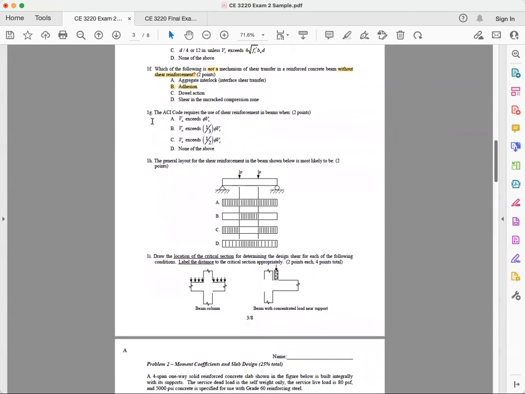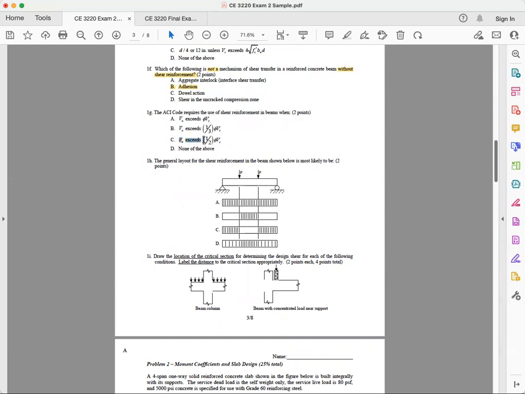Okay, 1G, the ACI code requires the use of shear reinforcement in beams when what? When Vu exceeds phi Vc, yes, but this is not a necessary condition. When you see this, you know it immediately. But the option with 1/3, I don't know where this 1/3 is coming from. This is a made-up number.